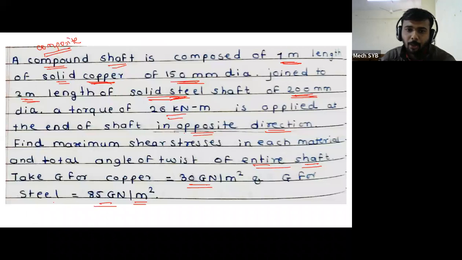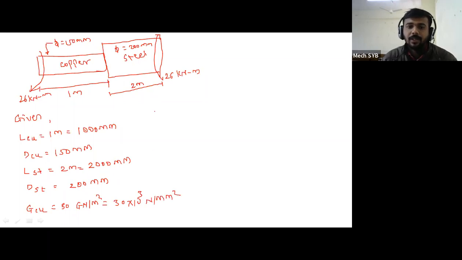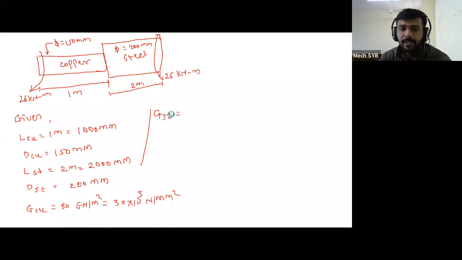G of copper is given, how much? 30 giganewton per meter square means it is 1 gigapascal, that is 30 into 10 raised to 3 newton per mm square. Similarly, G for the steel is also given: 85 giganewton per meter square is equal to 85 into 10 raised to 3 newton per mm square.